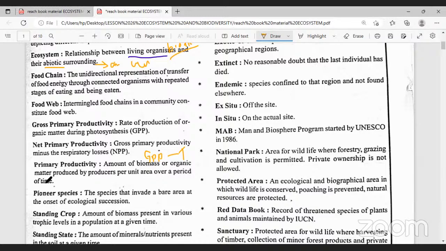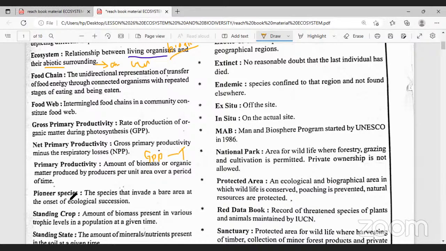Simply, take an example: 1 acre, that is the area, and 3 months is the period. How much rice will be produced? Wheat or whatever it may be, mangoes, you can take as examples. So these all come under the condition of primary productivity.